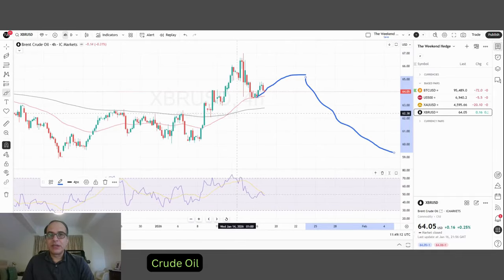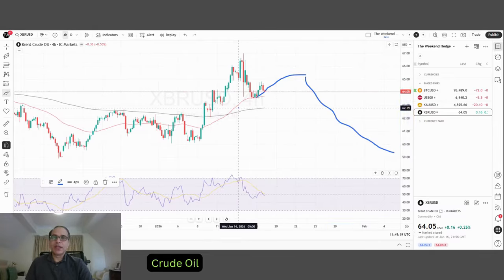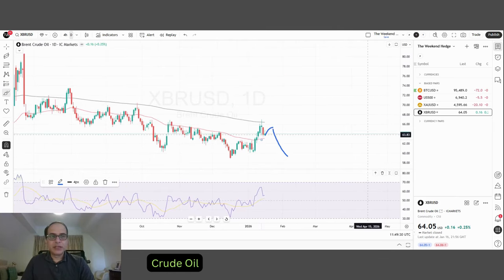Moving to the 4-hourly, it has gone up over the 50 period moving average. It's kind of bounced off it, but it still looks weak to me. So I would still not consider long trades in Brent crude oil.